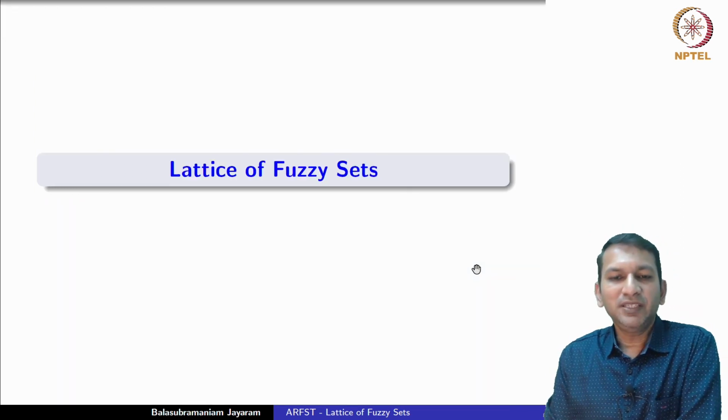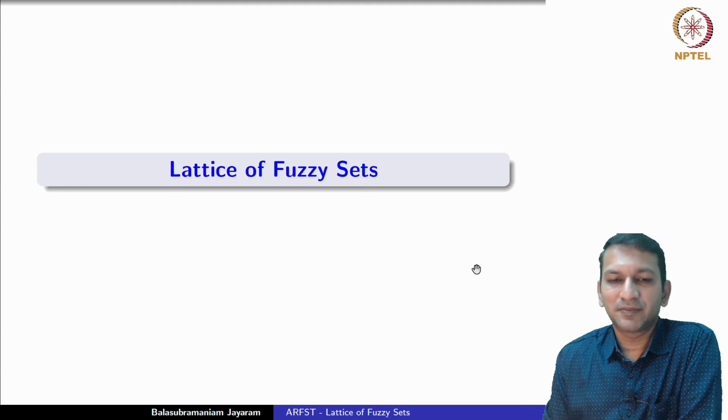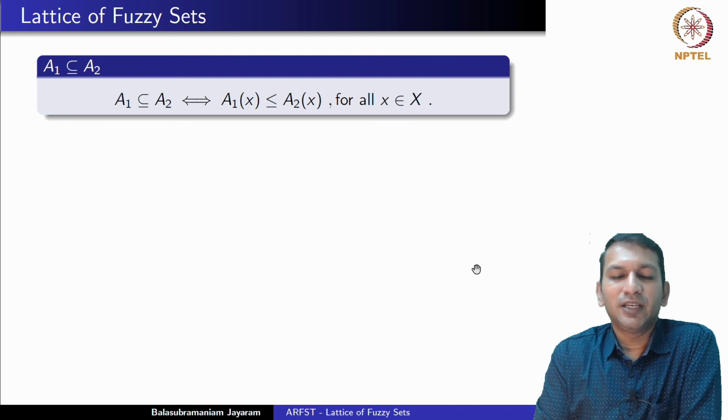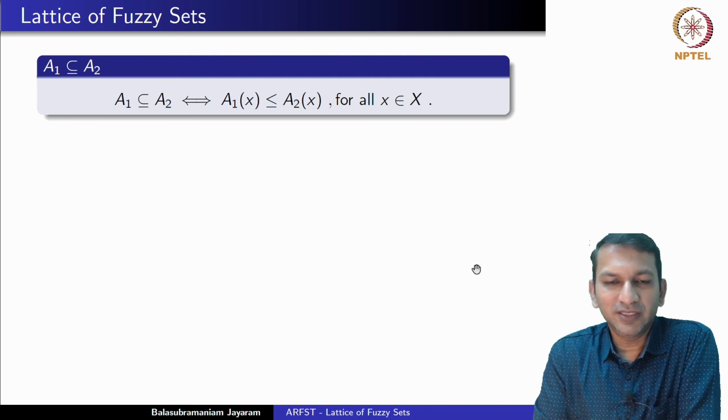Now, it brings us to discussing the lattice of fuzzy sets. Recall the usual ordering on the set of fuzzy sets, which is looking at them as functions. We assign the pointwise ordering between any pair of fuzzy sets.